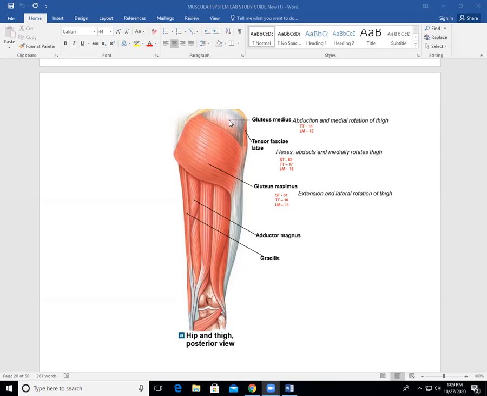Now, deep to the gluteus maximus, you can see part of the gluteus medius. Okay, it's involved with abduction. So again, if it contracts, it pulls your leg out away from the midline, and it also helps with medial rotation. Here's another view of your adductor magnus and your gracilis. So gracilis kind of runs straight up and down. Sartorius runs diagonal. So that should help you kind of orient yourself.